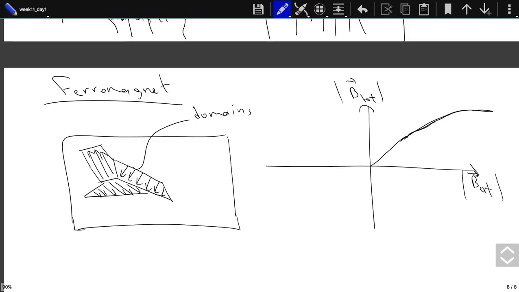But then something funny happens. You see, the external magnetic field will try to rotate each one of these domains in the same direction. I think it's a wrong illustration. It doesn't go with the same slope. Eventually, all the magnetic dipoles will be aligned with the external magnetic field. So after that point, this is, let's say, the magnetic field of the dipoles.